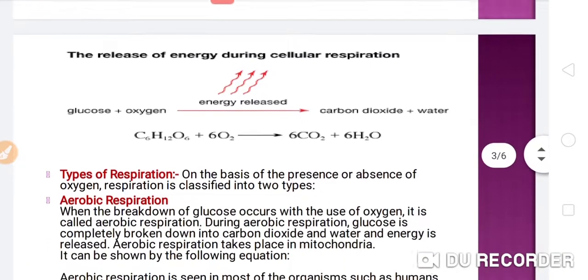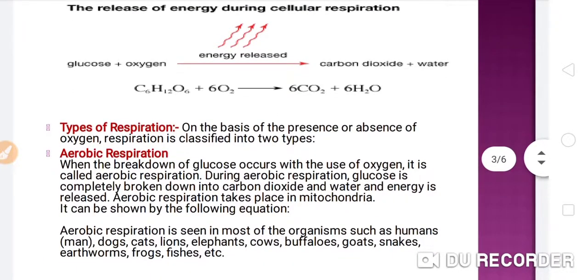Now, types of respiration on the basis of the presence or absence of oxygen. On the basis of the presence or absence of oxygen, respiration is classified into two types. Number first is aerobic respiration, and the second one is anaerobic respiration. But first we are going to discuss aerobic respiration.